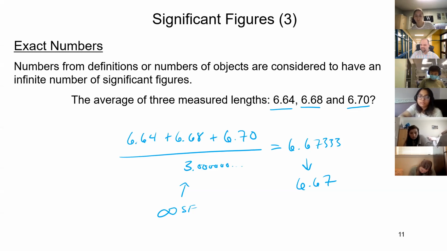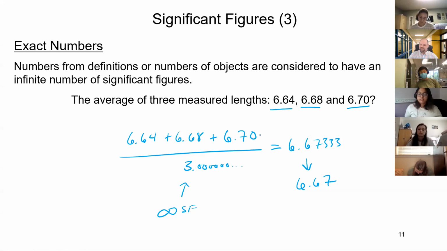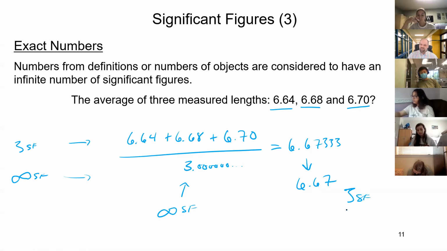Why do you round it if you can have an unlimited number of sig figs? So this 3 in the bottom has an unlimited number of sig figs, but these on top do not. These each still have 3 sig figs. And so because of that, with multiplication and division, we keep the lowest number of sig figs. On the top, we have 3 sig figs, and on the bottom, we have an infinite number of sig figs. We keep the lowest value, that lowest value is 3. And so our answer should have 3 sig figs. Okay?